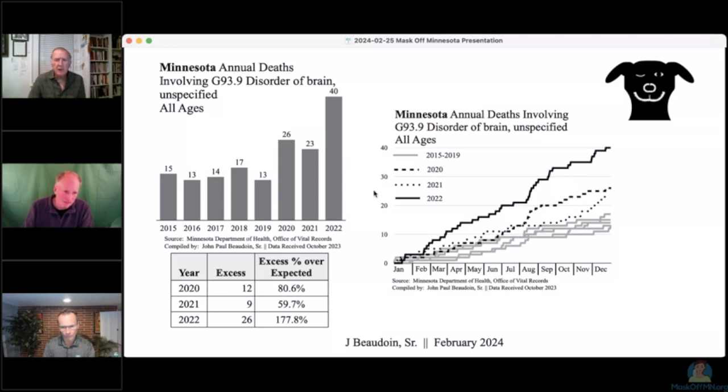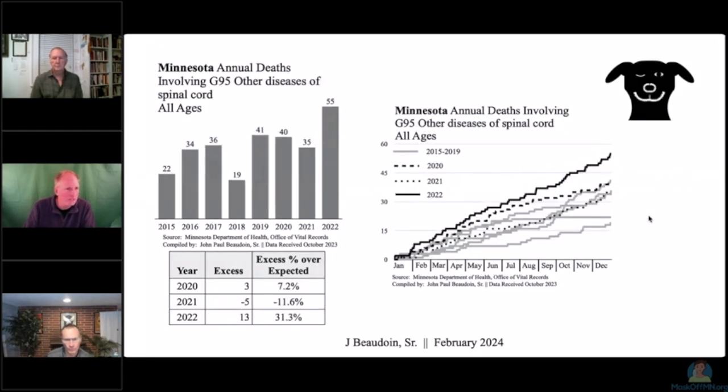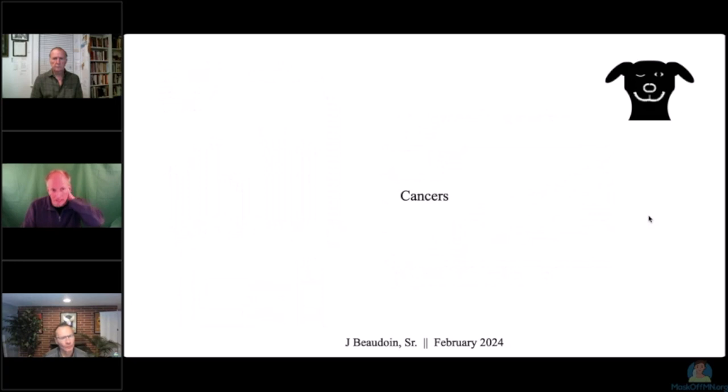And the dark line is 2022. That's correct. The one that's shooting the moon. Yep. Dashed is 2020, and the dotted line is 21. And the dotted and dashed end up pretty close to each other. But these were carried by a lot of extra people who died, don't forget. Did I do the percentage? No, I didn't. So these are other diseases of the spinal cord. The spinal cord is getting attacked too. All right, cancers.